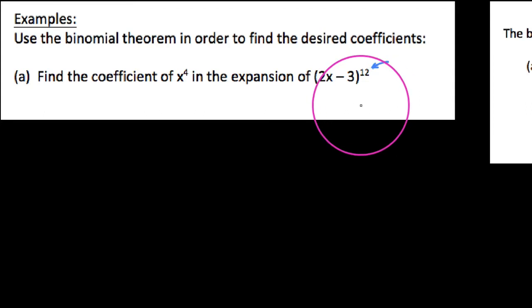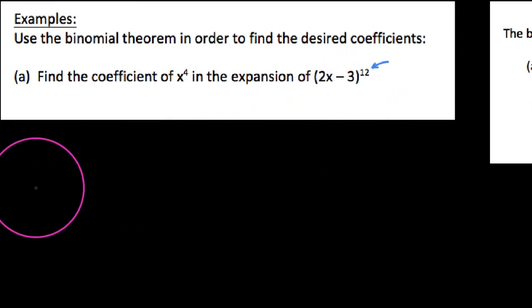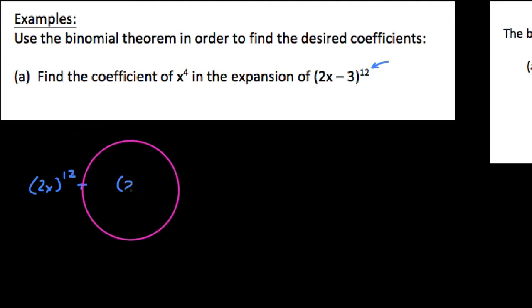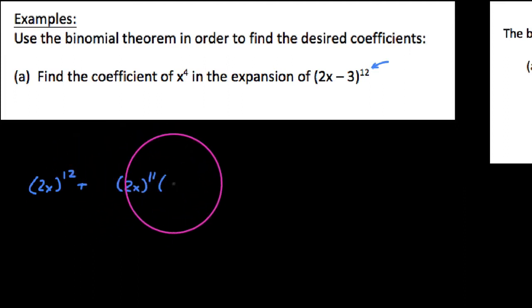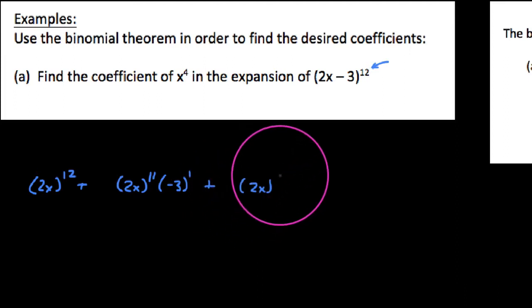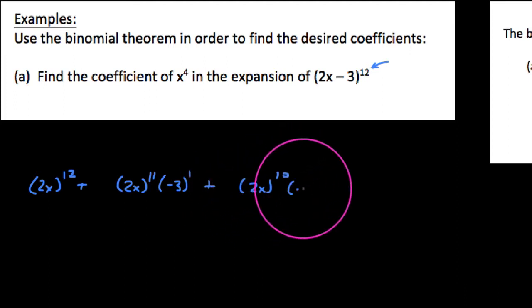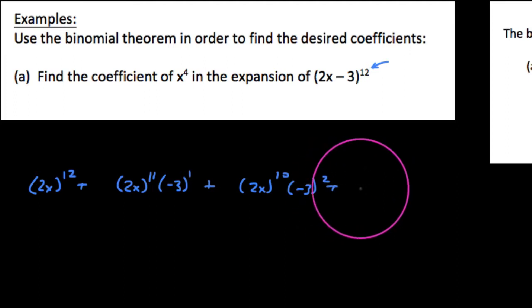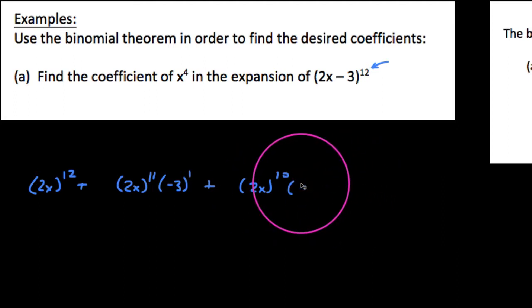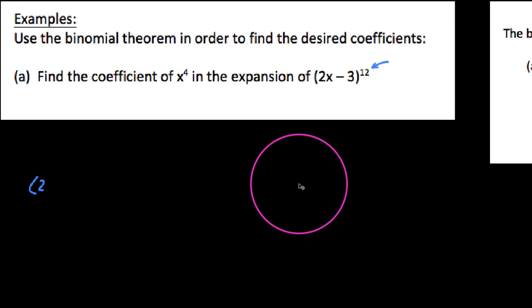If I were to actually do this here, I'd have to write out 2x to the 12th plus 2x to the 11th times negative 3 to the first plus 2x to the 10th times negative 3 to the second, and so on and so forth. And then you would actually have to go through and find all this other business here. What I can tell you is I can make your job a little bit easier, but we have to use the binomial theorem to do so.